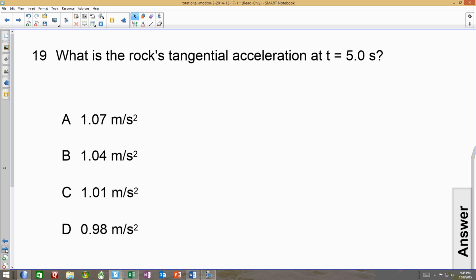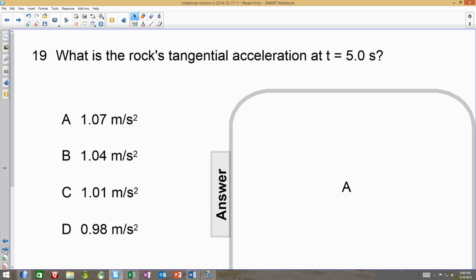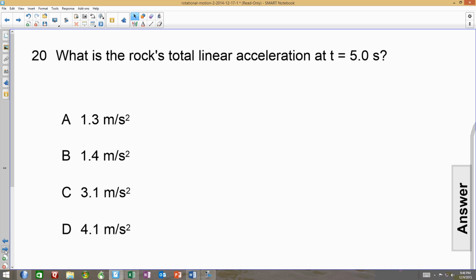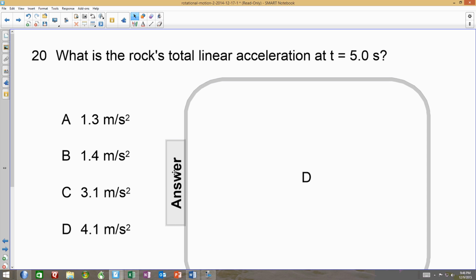What is the rock's tangential acceleration at t equals 5.0 seconds? Pause the video now. Okay, you should have gotten 1.07 meters per second squared. What is the rock's total linear acceleration at t equals 5.0 seconds? Pause the video now. You should have gotten 4.1 meters per second squared.